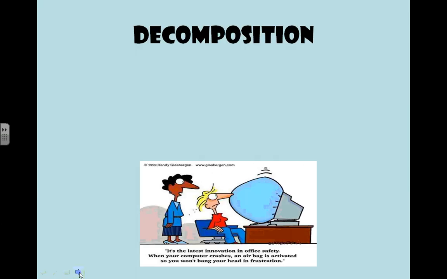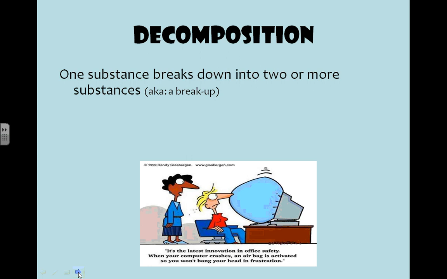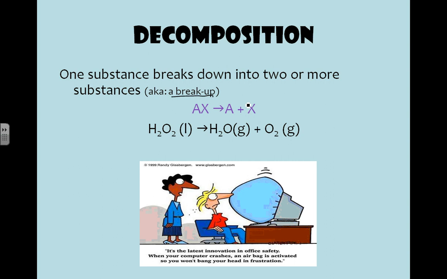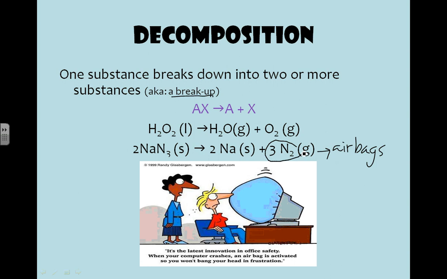Decomposition. As you can think, decomposition is when something breaks down into two or more substances. So if we follow through with our dating analogy, that's going to be like a breakup. So we have a couple breaking up into two different substances. So hydrogen peroxide is breaking up into water and oxygen. Another example is sodium nitrite breaking up into sodium and nitrogen gas. And this is actually the reaction that happens in airbags in your car. The gas that fills up the airbag is nitrogen gas.